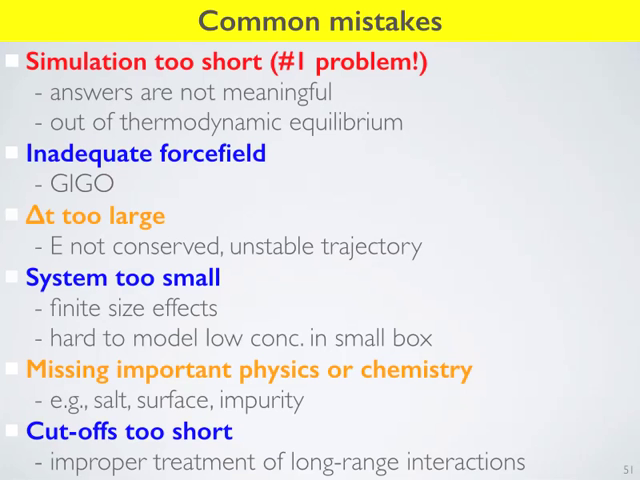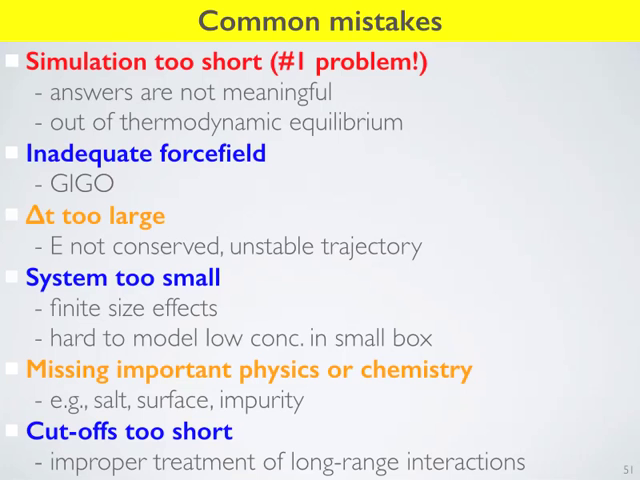And then a more technical one, your cutoffs are too short. So we said that you have to have a particular cutoff for your Lennard-Jones interaction and for your Coulomb interaction. And if that's too short, maybe again, you're introducing artifacts into your simulation and your predictions are going to be wrong. So make sure that your cutoffs are sufficiently big. Okay, and that was the end of the more advanced concepts in molecular simulation. Does anyone have any questions about anything so far?